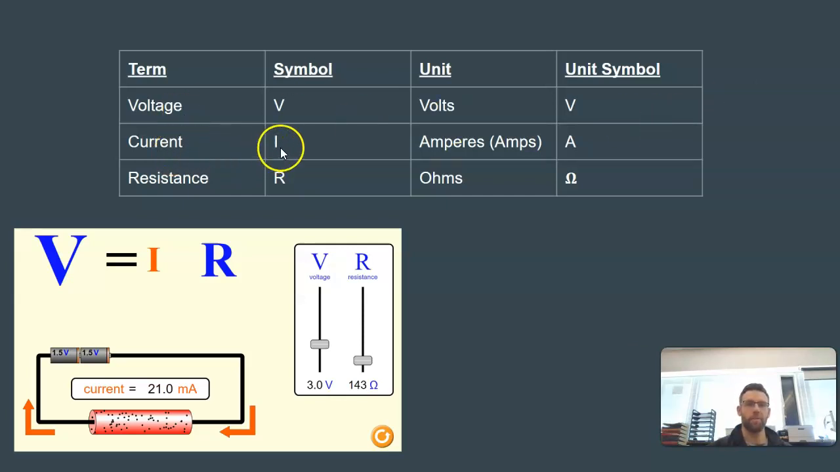Current has a symbol of I. It's named after a scientist, Ampere, so we call it amperes, also called amps. I'm sure some of you have heard about amps when you hear about musical systems, right? How many amps does something have? And the symbol is A. And then resistance is symbol R, and the units are ohms, named after a scientist, Ohm. And we use this Greek symbol called omega, which is a funny symbol, but that is the symbol we use for ohms.